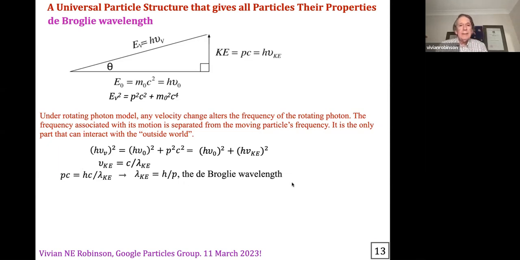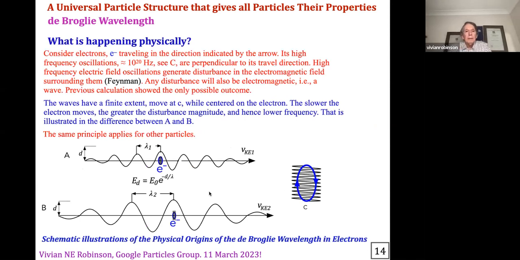Now, while that's a mathematical description, which I said I would give the physics first, I'm just doing it in that way so you can hopefully understand what's happening physically a little bit better. Consider the case of an electron just moving along through space.